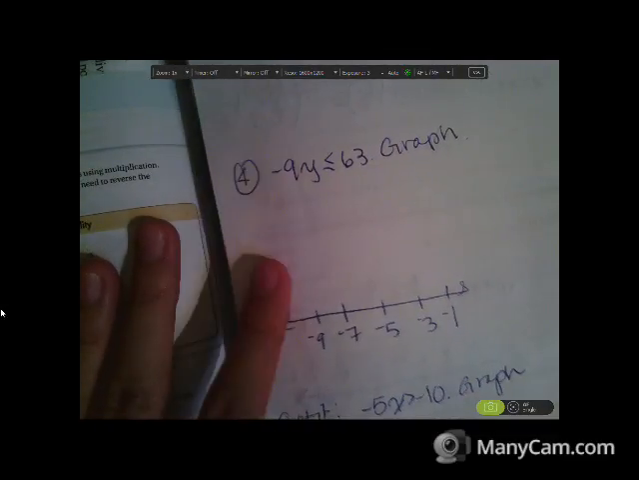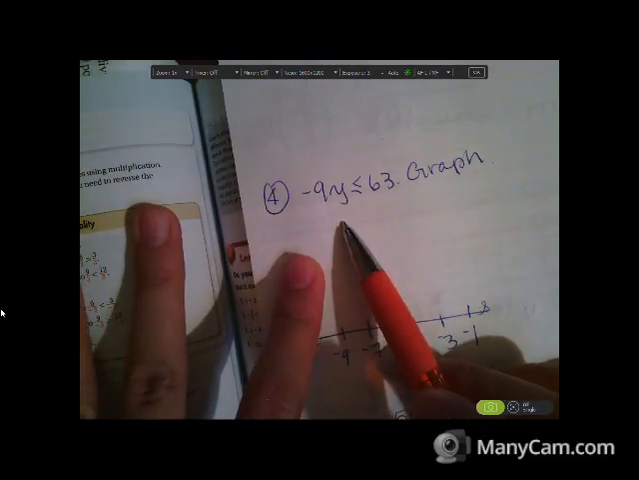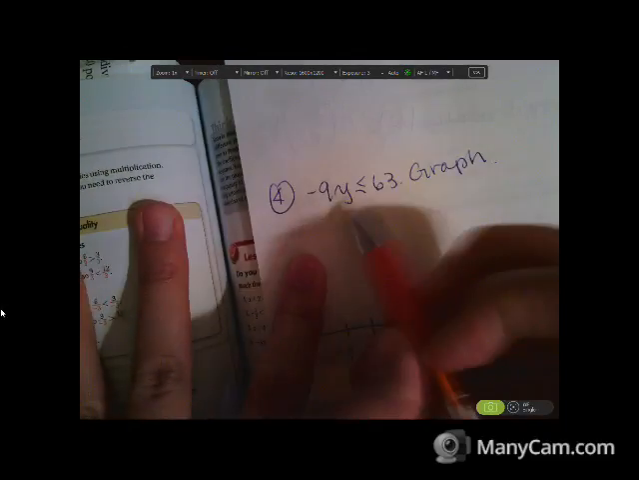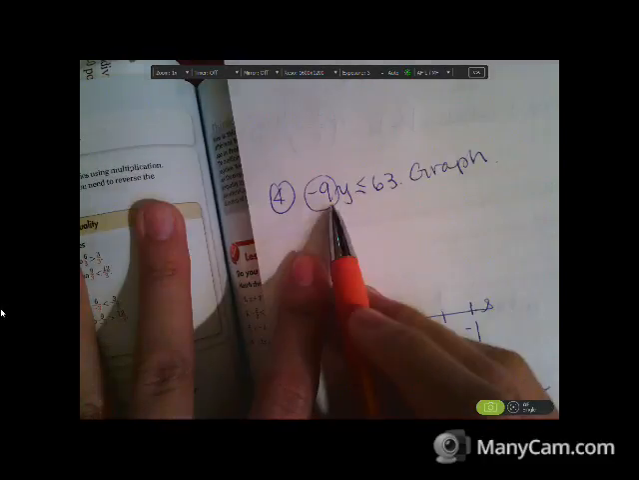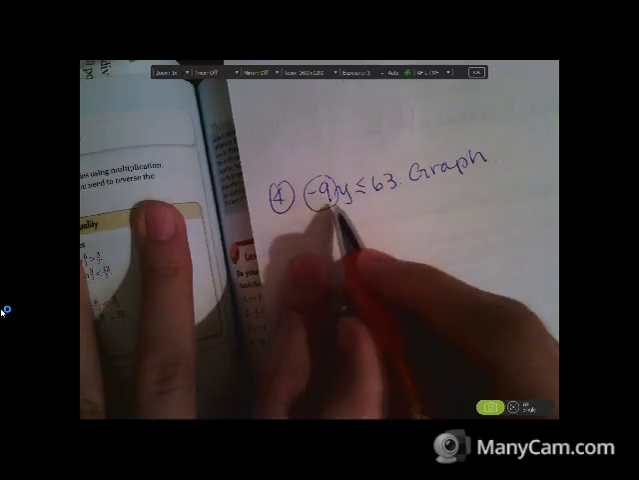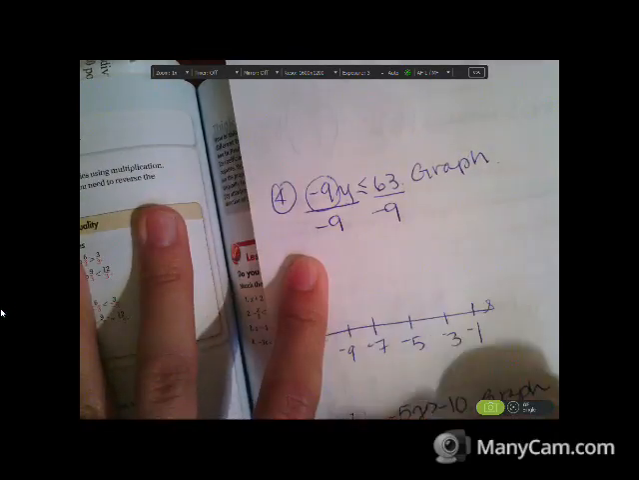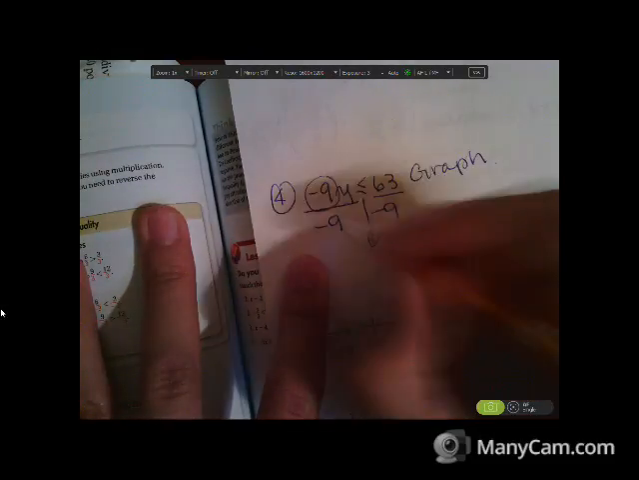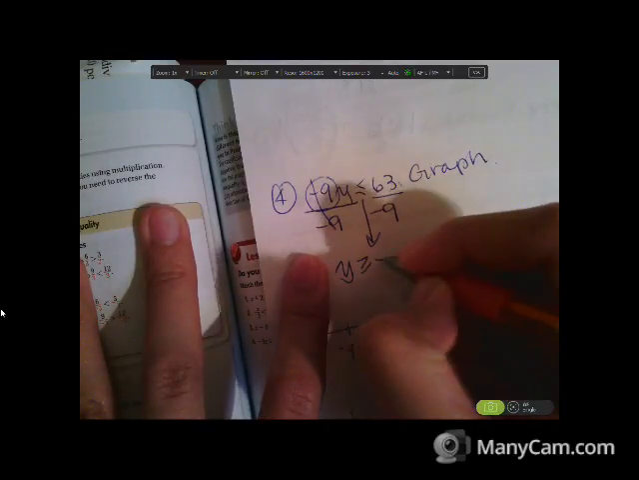Alright, problem 4 asks you to find the solution for y and then graph. So again, negative 9 times y. We want to get rid of this negative 9. Because it's negative 9 times y, we use the inverse operation, divide by negative 9. Now remember, because it's a negative 9, this sign is going to flip. So negative 9 divided by negative 9 is y. I'm going to flip my sign, and 63 divided by negative 9 is negative 7.